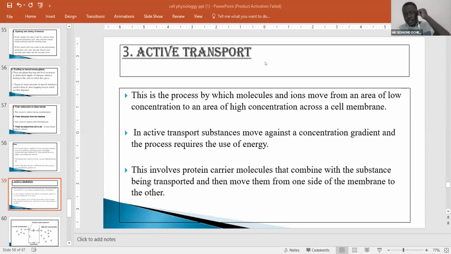Someone is reminding me that pH affects the permeability of the cell membrane. I want to say that pH does not affect the permeability of the membrane. What pH does, we know that the cell membrane has both positive and negative charges. This affects the movement of substances.